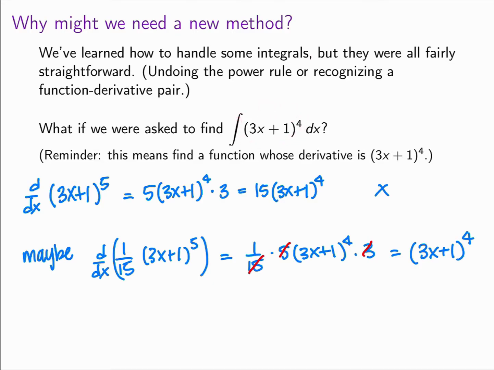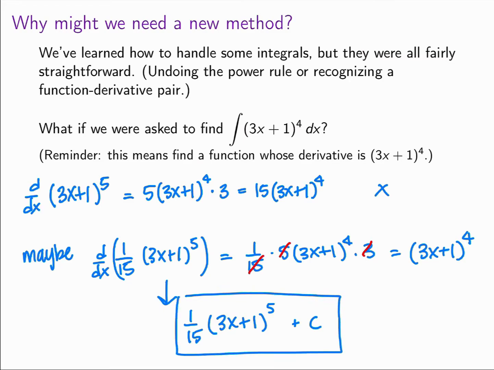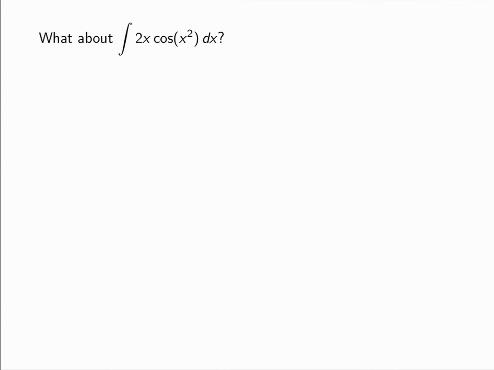Remember, I was trying to find something whose derivative is (3x + 1) to the fourth. So it looks like my answer is 1/15 times (3x + 1) to the fifth plus C. Because remember, for this indefinite integral, we need that constant of integration. Okay, so one thing that might come up with this new kind of thing we're going to do is we might have to compensate for some constant that's there. And notice we were able to do that with that 1/15. Let's move on to another one.